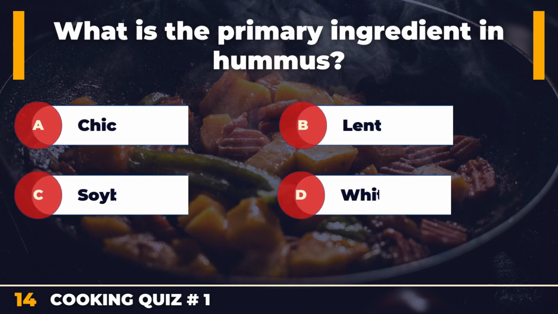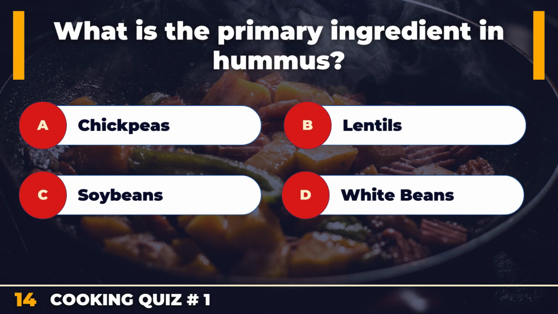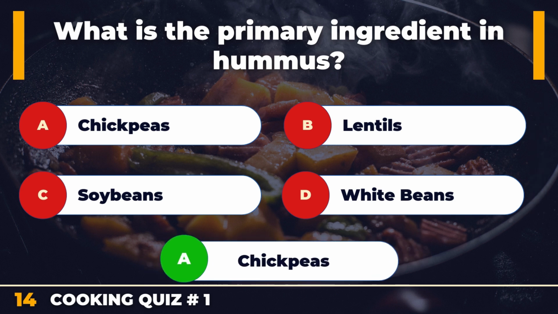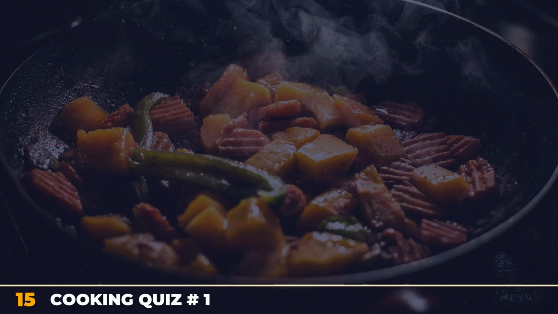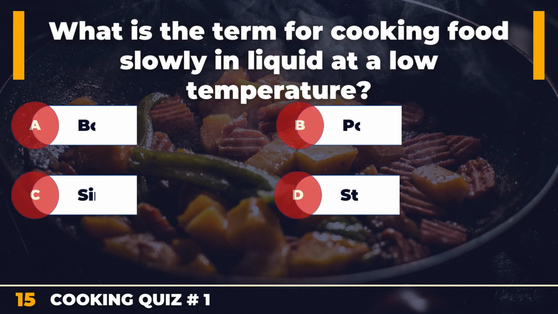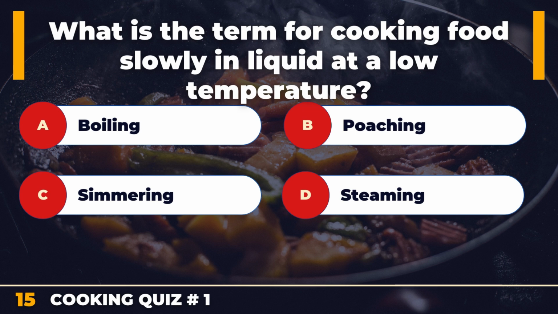What is the primary ingredient in hummus? Again, a very easy question for the cooking lovers. Chickpeas. Question number 15, 10 more to go. Keep on watching. What is the term for cooking food slowly in liquid at a low temperature?